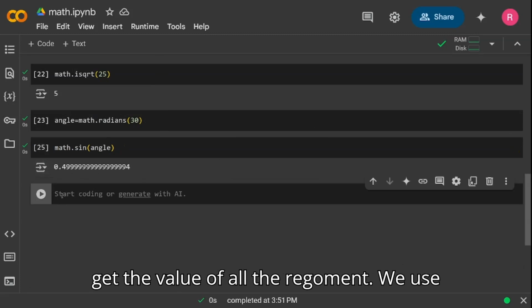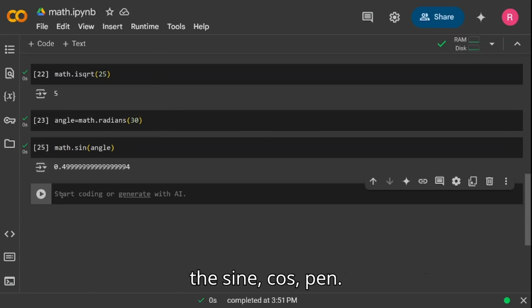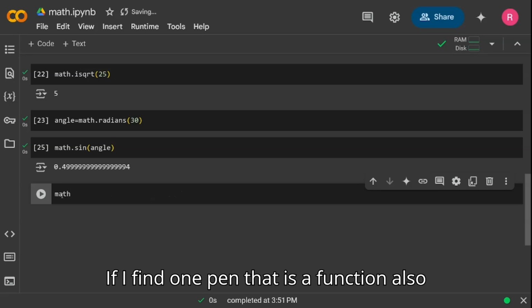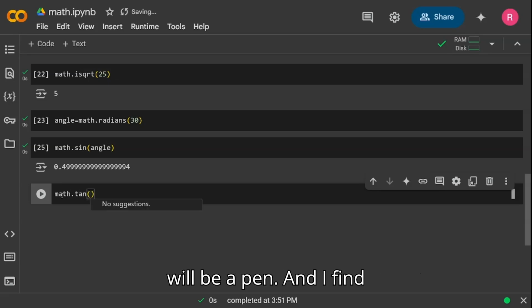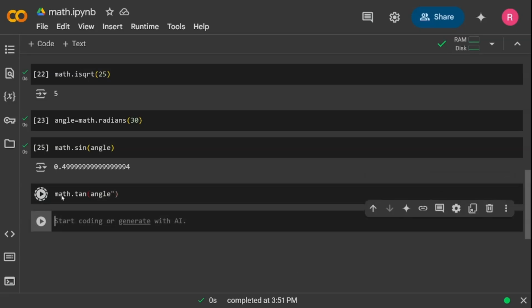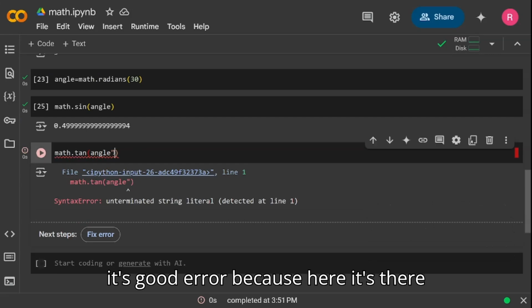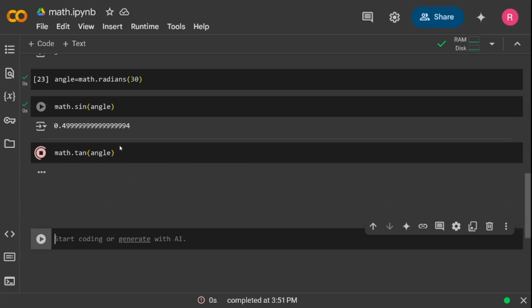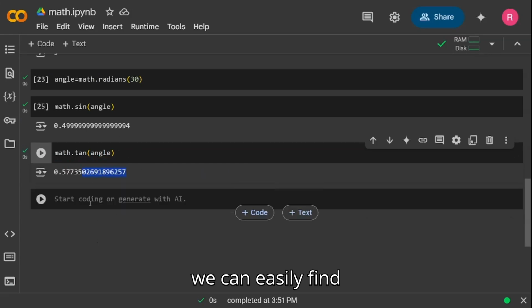Similarly, we can get the value of all the trigonometric functions: sine, cos, tan. If I want to find tan, that function will also be math dot tan, and I find it for the angle. This we can easily find.